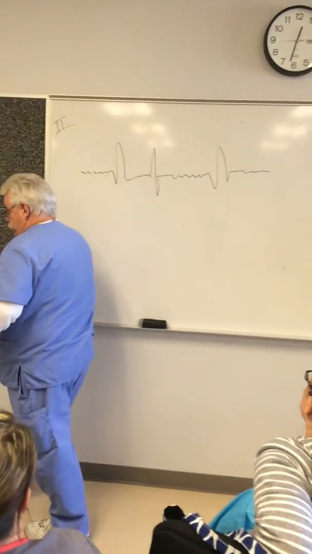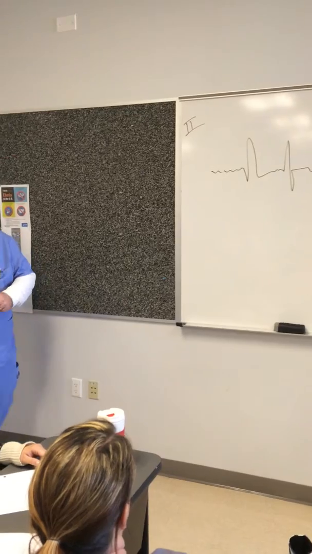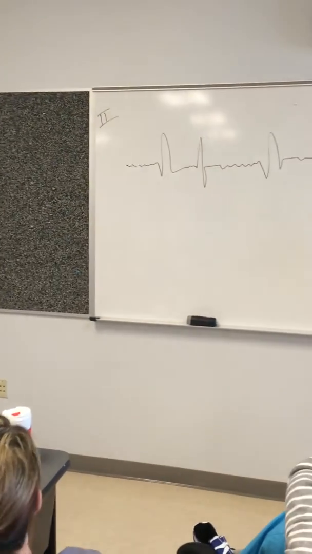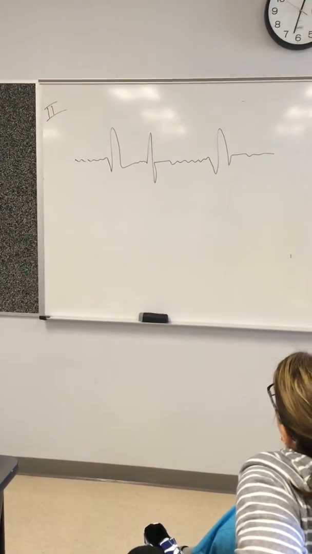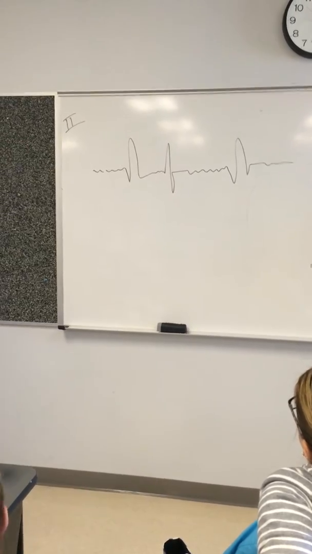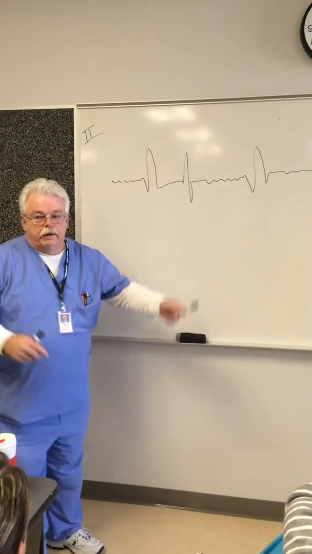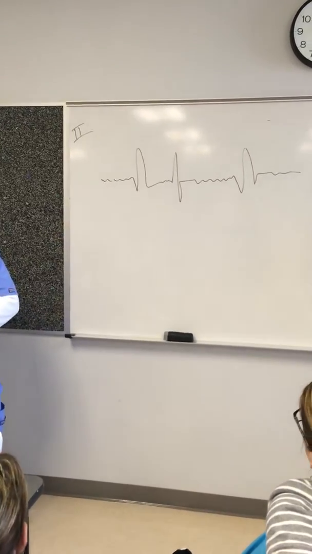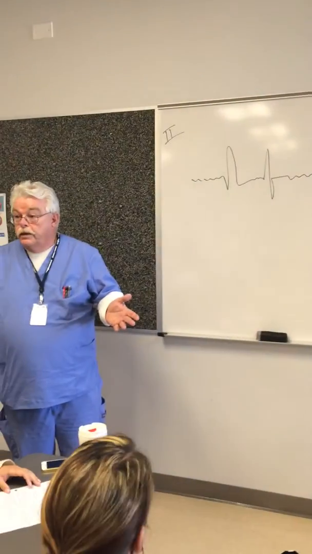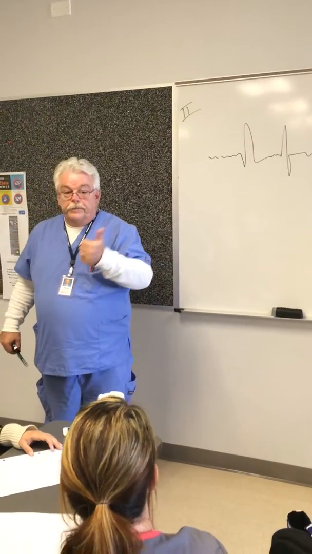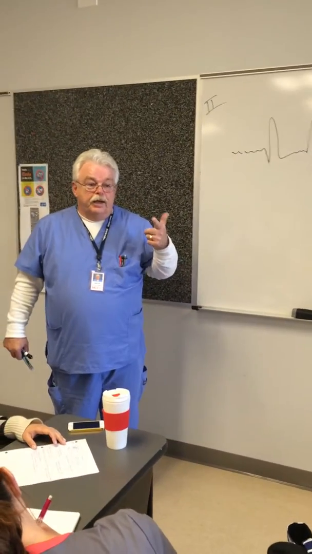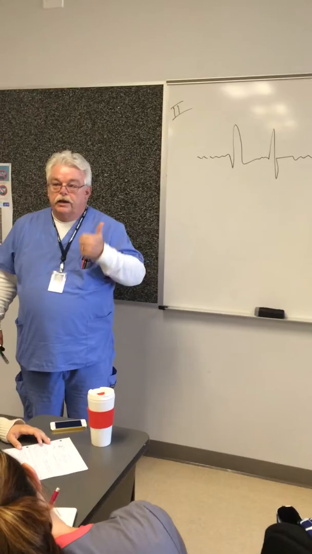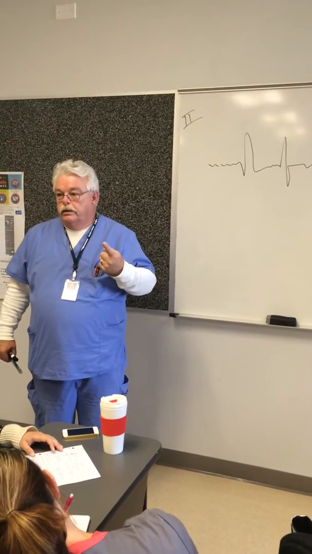What's this? What's the first question? Is it regular? Is this regular? No. What's the second question? What's the rate? We'll say the rate's 70. This guy didn't give you enough to make a rate. All right, what's the third question? Is there a P wave? No. All right, it's irregular, it doesn't have a P wave, and it's between 60 and 100. It can only be one thing.